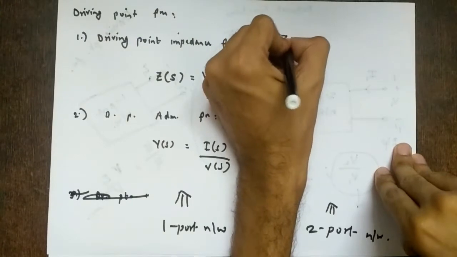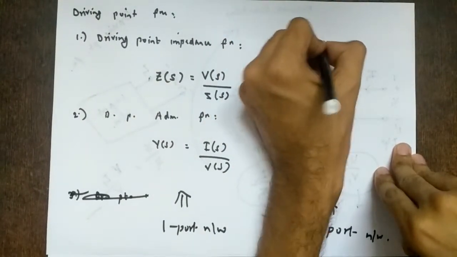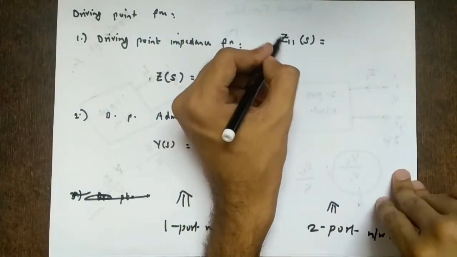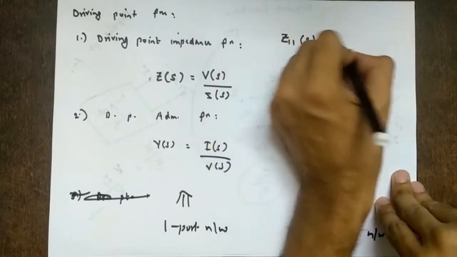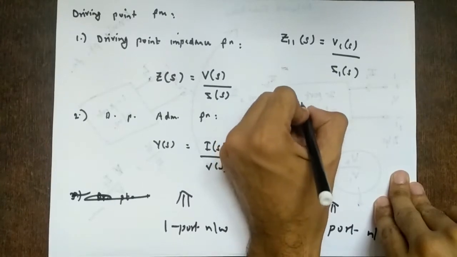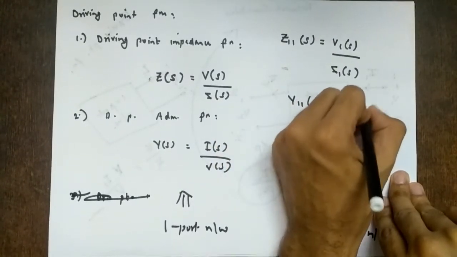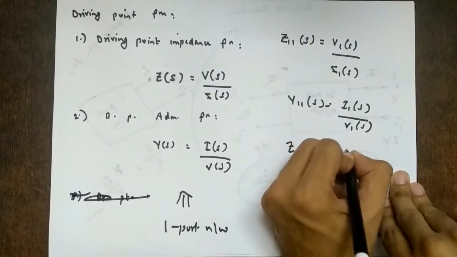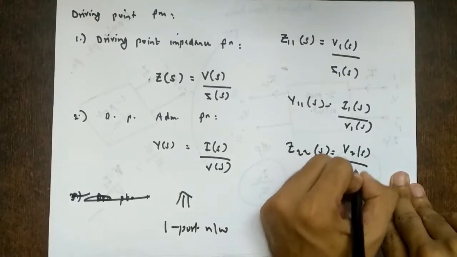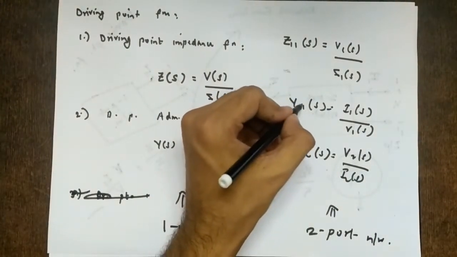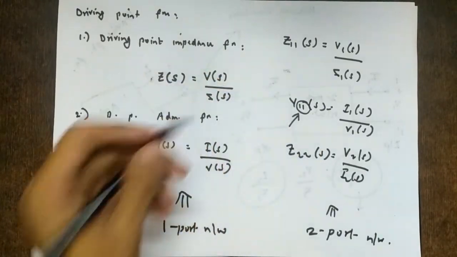So if I am writing the driving point impedance function for a two-port network, I am talking about driving point. So I'll take only one port, excitation as well as response. So Z11 of S is V1 of S by I1 of S. Similarly, Y11 of S will be I1 of S by V1 of S. Similarly, you can do this for port 2. So Z22 of S will be V2 of S by I2 of S. Similarly, you can do Y22 of S. So these are driving point functions. It means that excitation and response are measured at the same port.